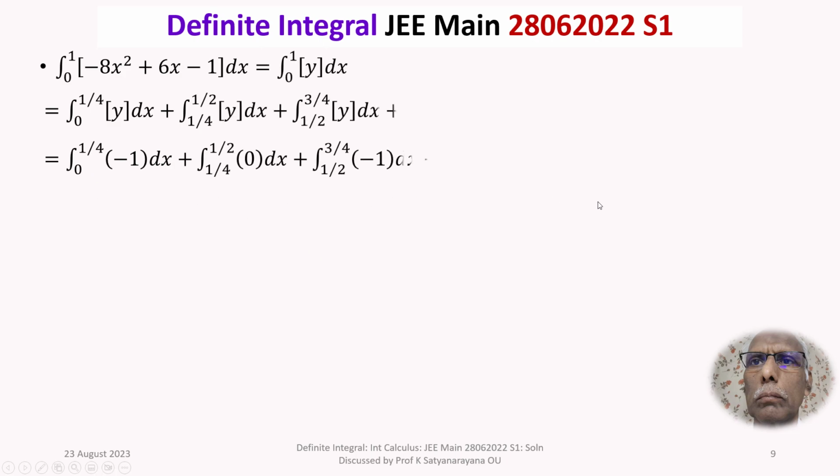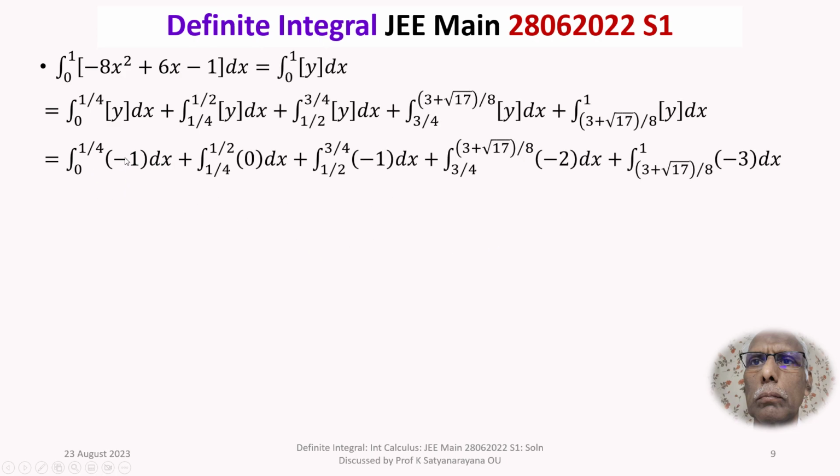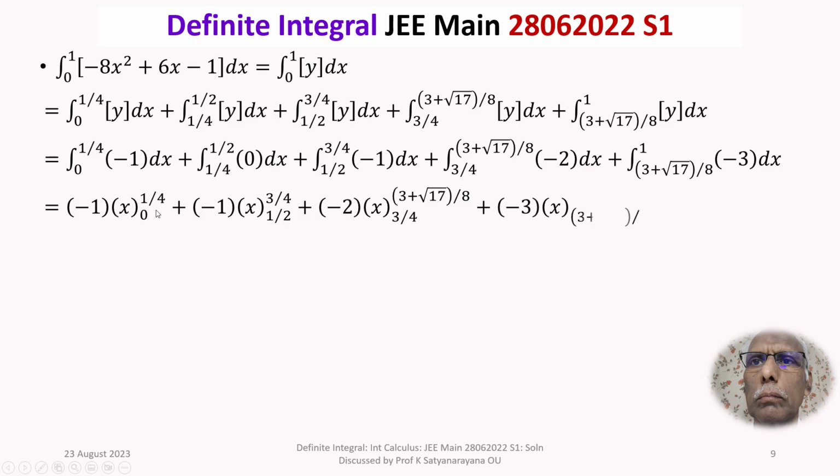Agreed. So the integral has come, and let's evaluate. Throughout there is a minus 1, minus 1, minus 2, so minus is common. Take out a minus 1. Now integrate: minus 1 into integral dx is x from 0 to 1 by 4. The next term is 0, leave it. And this is minus 1 into integral dx is x from 1 by 2 to 3 by 4. Here it is minus 2 into integral dx is x from 3 by 4 to 3 plus root 17 by 8. Here it is minus 3, integral dx is x from 3 plus root 17 by 8 to 1. So throughout there is a minus, which is taken out as common.